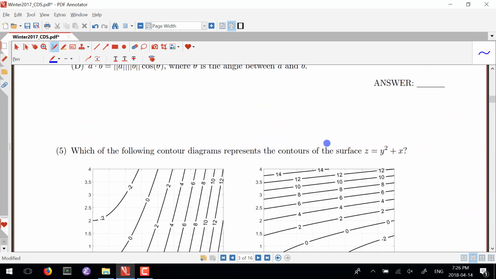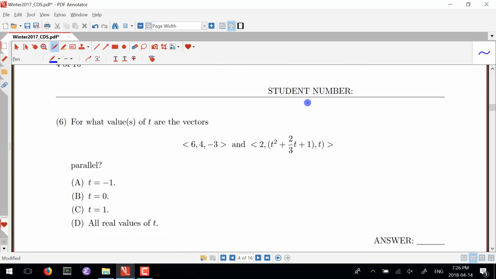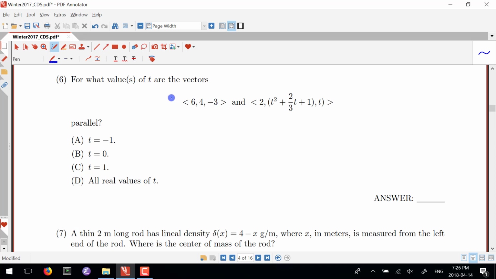Our next question up by the poll is question number 6. So for what values are the vectors shown here parallel? What we need there immediately is a test for parallel. And the test is that, let's call this vector 1 and this vector 2, if they're parallel, then v1 is proportional to v2, or equal to a constant times it. So that's a scaled value or a scalar multiple of the other vector.